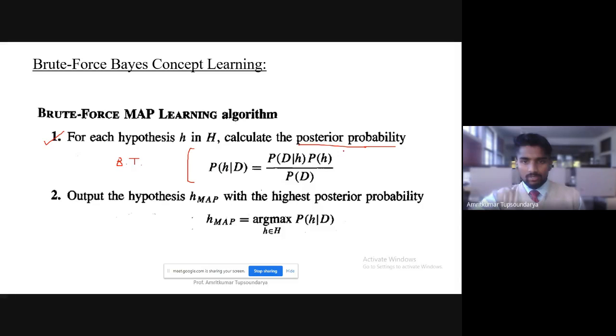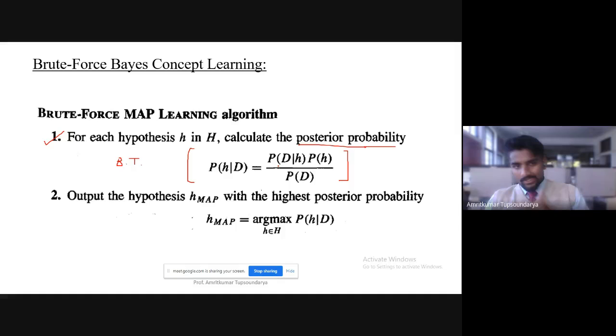This was the Bayes theorem: P of H given D is equal to P of D given H multiplied by P of H, and the whole divided by P of D. That is the probability of the data, the training data. Right. So once we compute the posterior probability for each of the hypotheses in the set of hypotheses, now we are in a position to have the posterior probability of every individual hypothesis in the set of hypotheses.